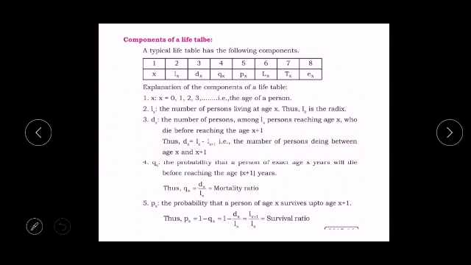So here they have given 8 components. So these 8 are the components of the life table. So we will discuss them one by one.